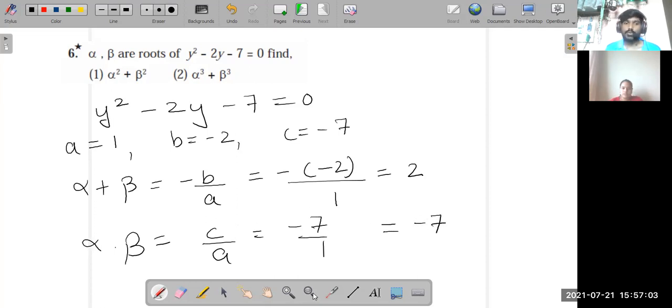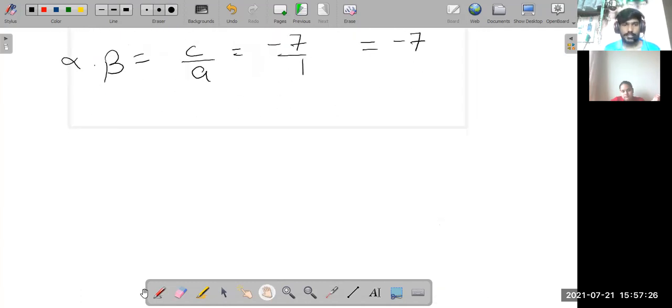Okay, but now note one thing. We have got alpha plus beta and we have got alpha into beta. But what we have to find out is alpha square plus beta square. So 2 square plus minus 7 square? No, we cannot do that. We have to find out alpha square plus beta square.